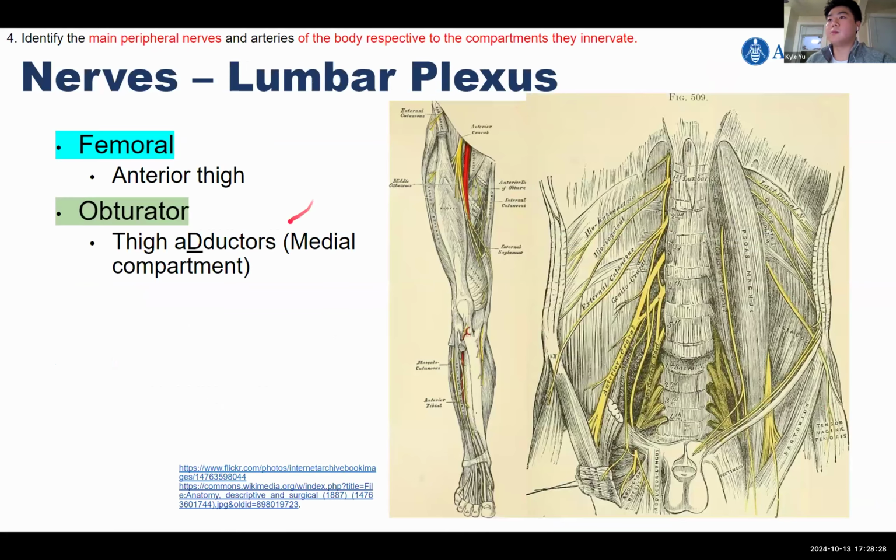All right, so in the middle region, we have the femoral nerve. The femoral nerve is going to come from the lumbar area and then go through the inguinal canal and into the anterior thigh compartment. And as well, we have the obturator nerve, which comes in and then hugs along the medial compartment of the leg to supply the thigh adductors, the medial compartment.